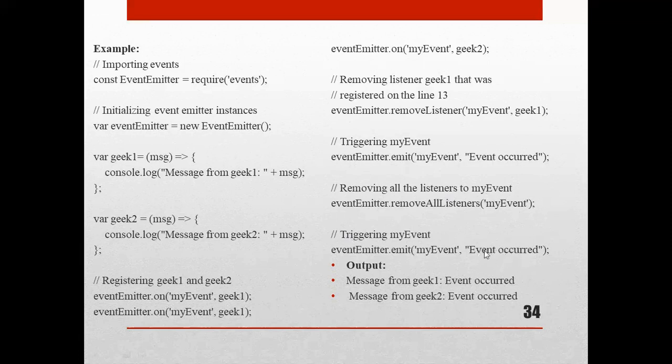After executing this we will get the output as message from jig1, because here you can see we have registered this event listener twice. After that we removed one listener and we are remaining with jig1 and jig2. So first it will print message from jig1, that is "event occurred". Then it will remove all the listeners. Then it will print message from jig2, that is, sorry, event occurred.